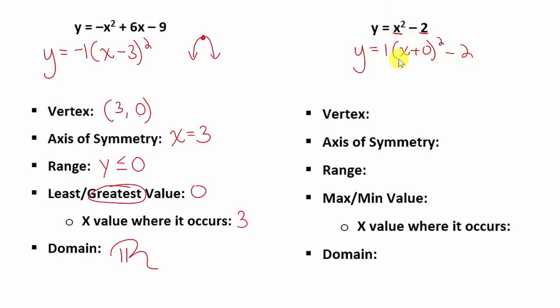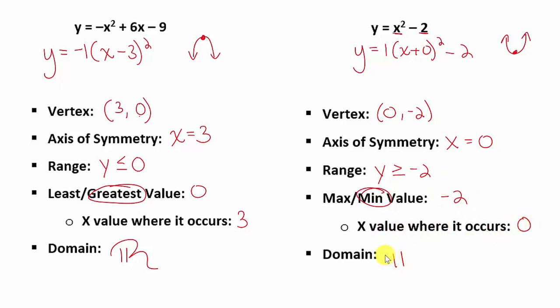So if you recognize that, we know the vertex is going to be 0 because I don't have parentheses here, and then -2. That means the axis of symmetry is x equals 0. The range is y, and I'm going to use the y value of -2. Since this a here is positive, it's going to be greater than or equal to. Again, since a is positive, it opens up, which means I'm going to have a minimum value of my vertex. The minimum value is going to be -2, which is the y value. And the x value where it occurs is 0. And the domain is all real numbers.